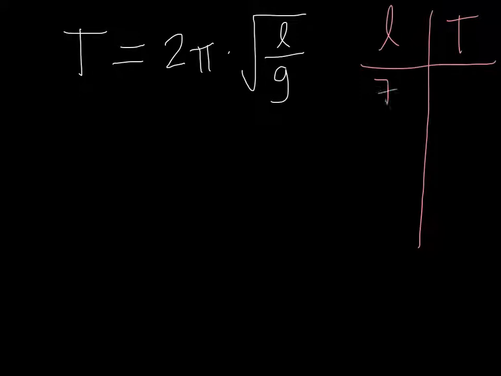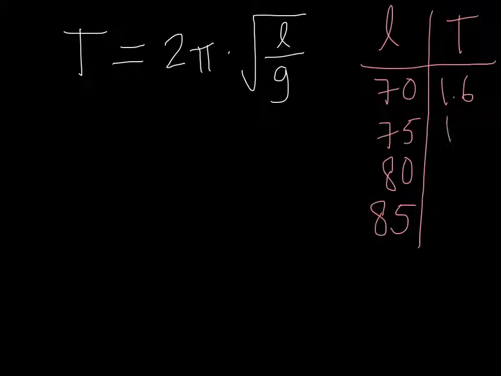I went from 70 centimeters to 75 centimeters, then 80 centimeters, and then 85 centimeters. The period that I got for each of those was 1.6 seconds, 1.7 seconds, 1.7 seconds, and then 1.8 seconds. I could have been more precise, but I'm going to choose only to write the period in tenths of a second. So let's go ahead and do an example calculation for this first length.